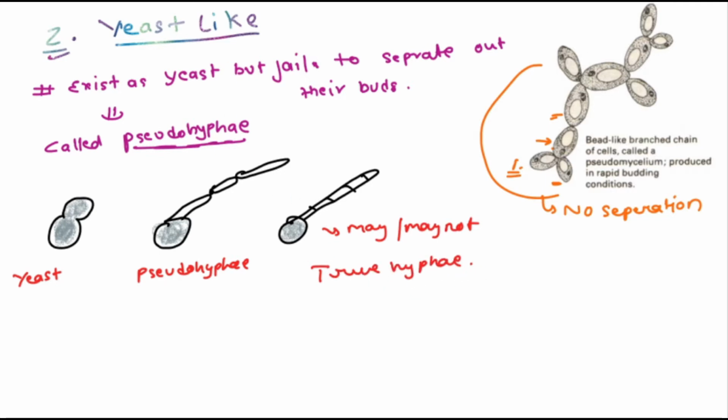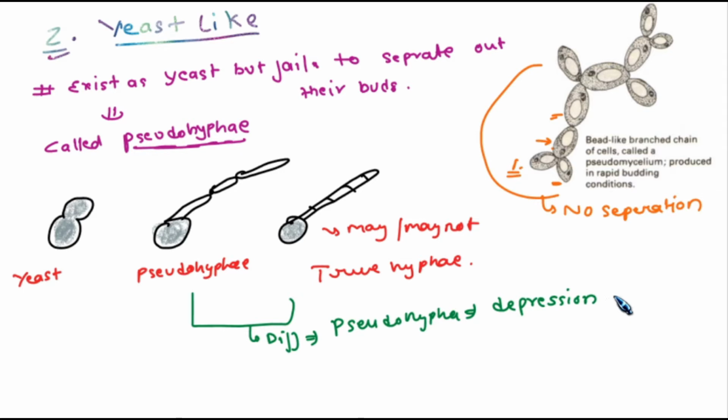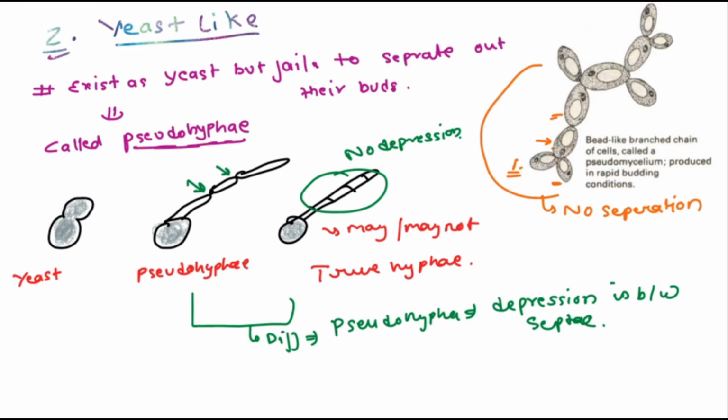The main difference between pseudohyphae and true hyphae is that pseudohyphae have depressions between two septa. You can see the depression here, but true hyphae do not have depressions. That's the main difference. Now the examples of yeast-like fungi are Candida, Malassezia, and Trichosporon. Three examples: Candida, Malassezia, Trichosporon.